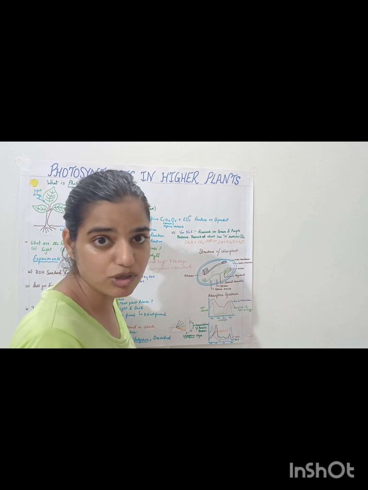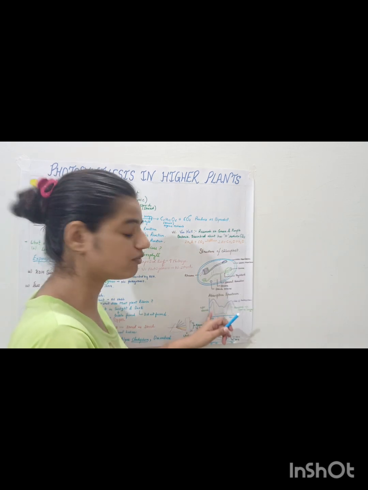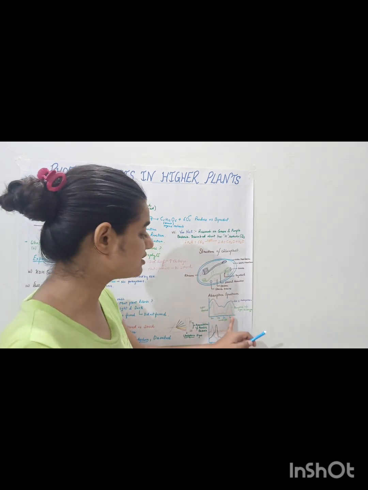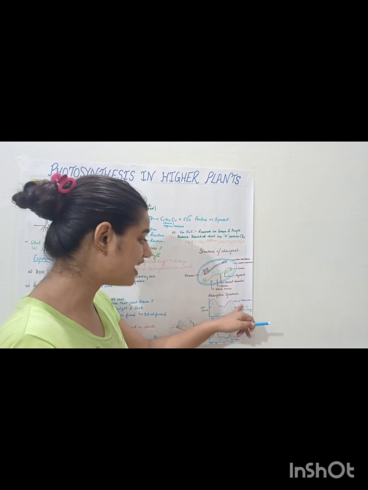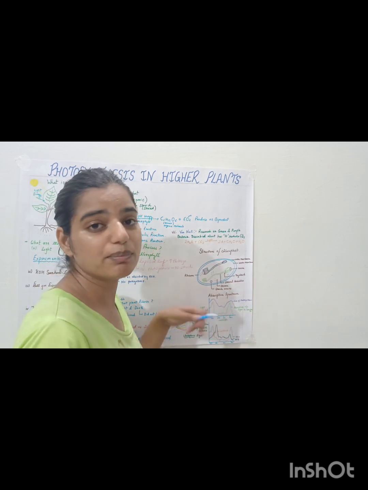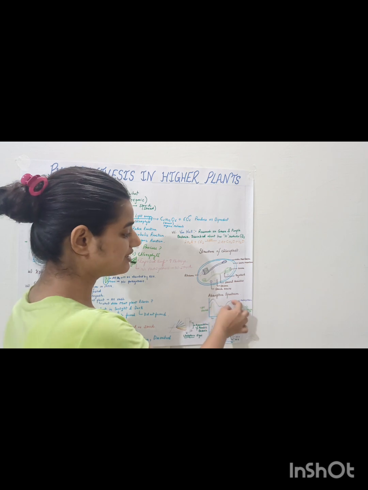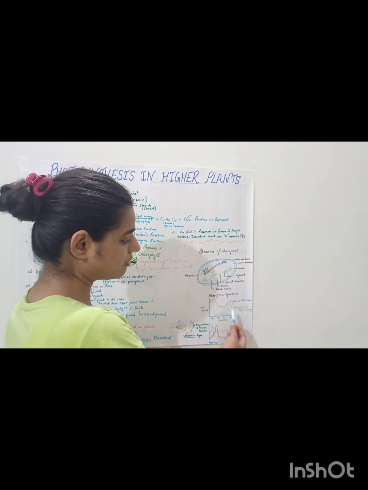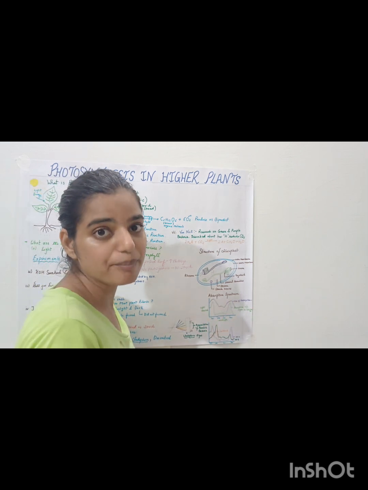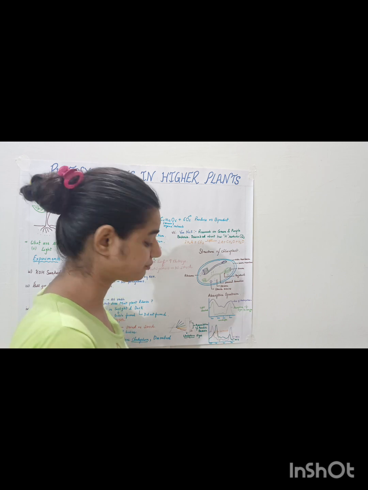In which range is absorption occurring maximum? In the range of 400 to 500 and then 600 to 700. And in that particular wavelength the process of photosynthesis is maximum. So this is an action spectrum and this is an absorption spectrum.